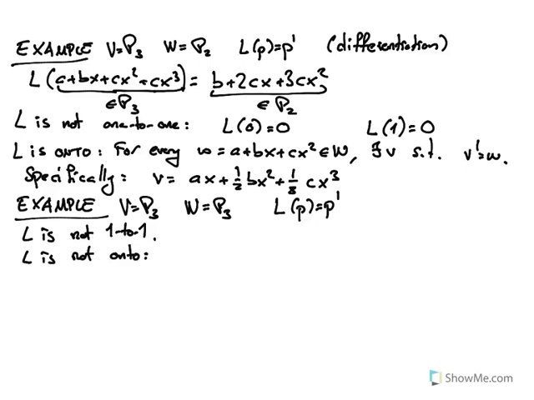And why is that? Because if you take a cubic polynomial and you differentiate it, then you get a polynomial of degree at most 2. So any cubic term cannot be the target of anything.